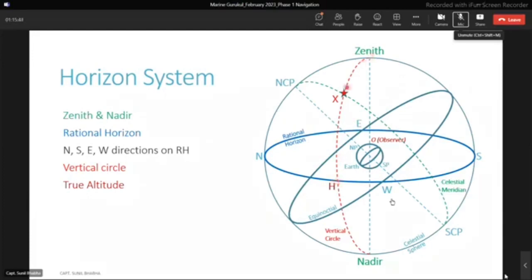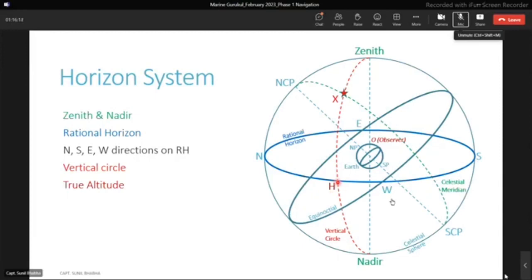You see this red color dotted line represents the vertical circle passing through the body. This vertical circle is also crossing the rational horizon at this particular point. Let's call this point H. So you can see this H point shown in the diagram. This is the point where the vertical circle crosses the rational horizon.